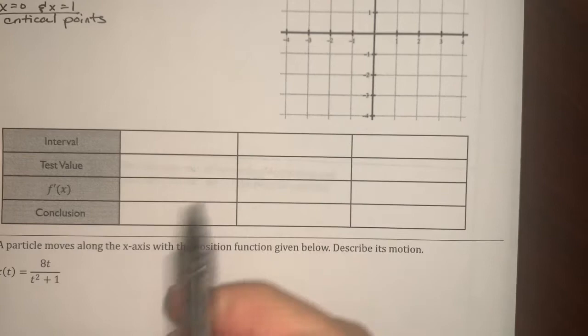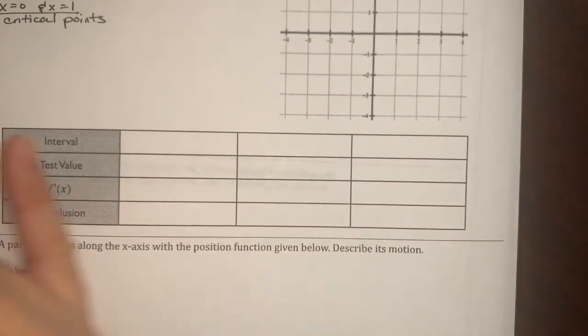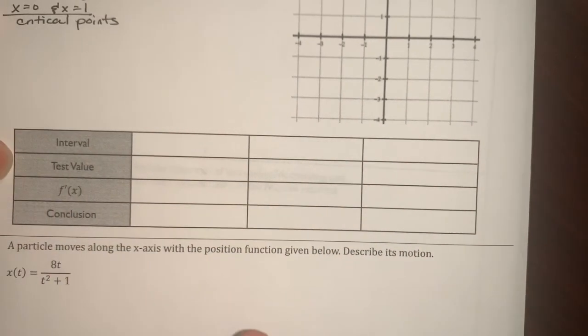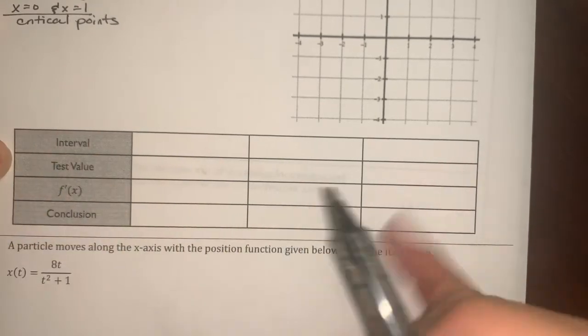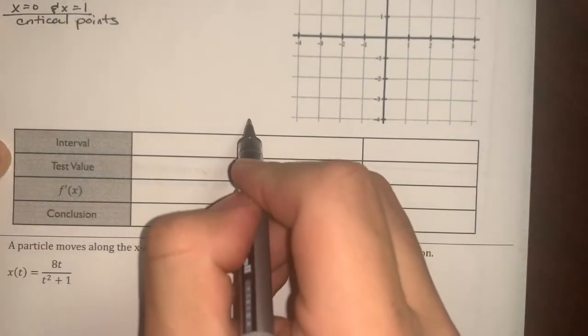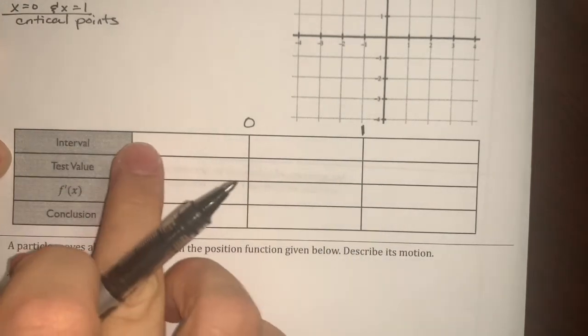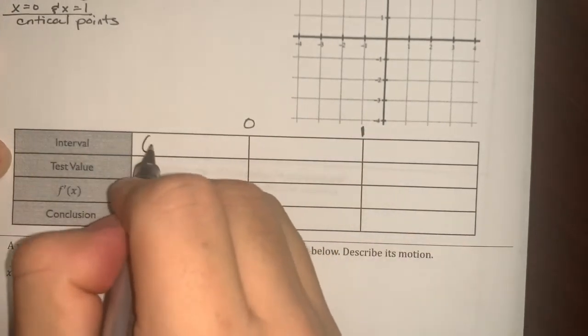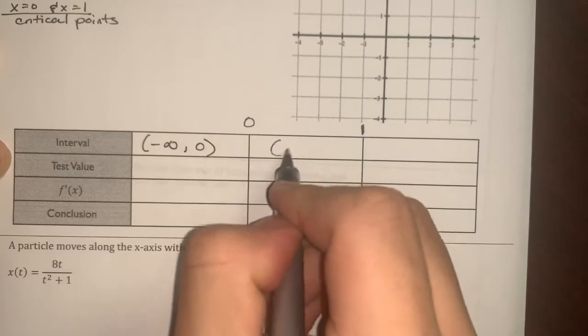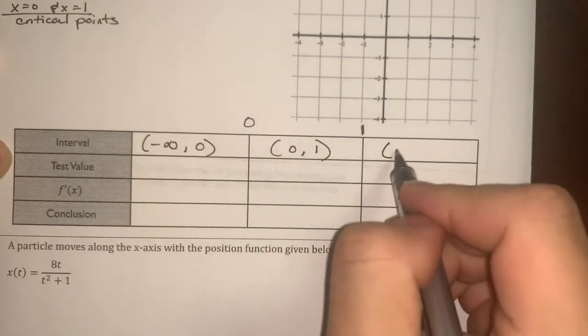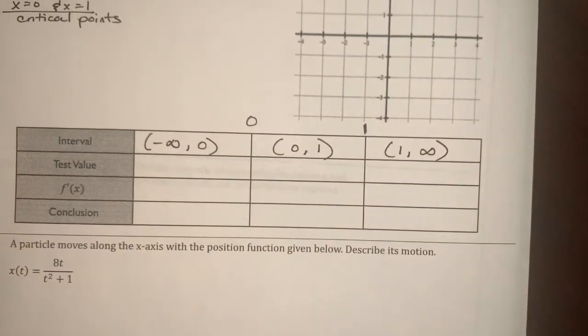I went ahead and made a nice little graphic organizer for you so that you can see what we're doing. You don't have to do this every time, but I know I have critical points at 0 and 1. So we're going to be paying attention to the intervals from negative infinity to 0, from 0 to 1, and from 1 to infinity.